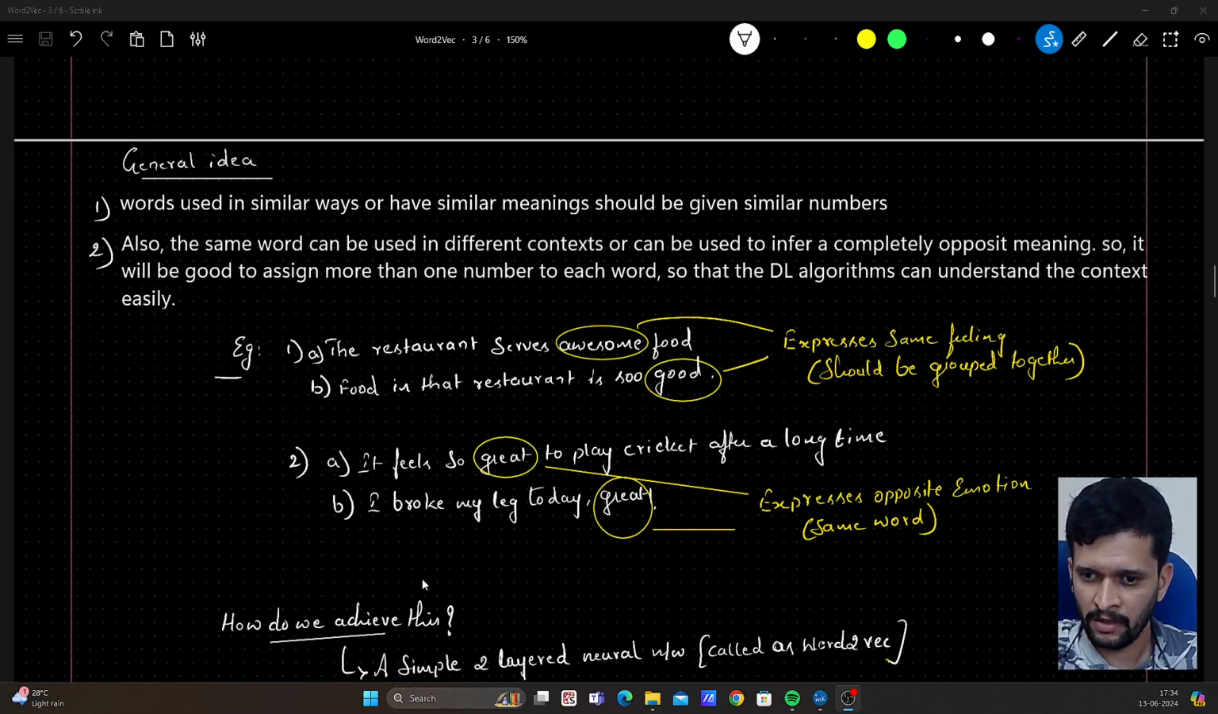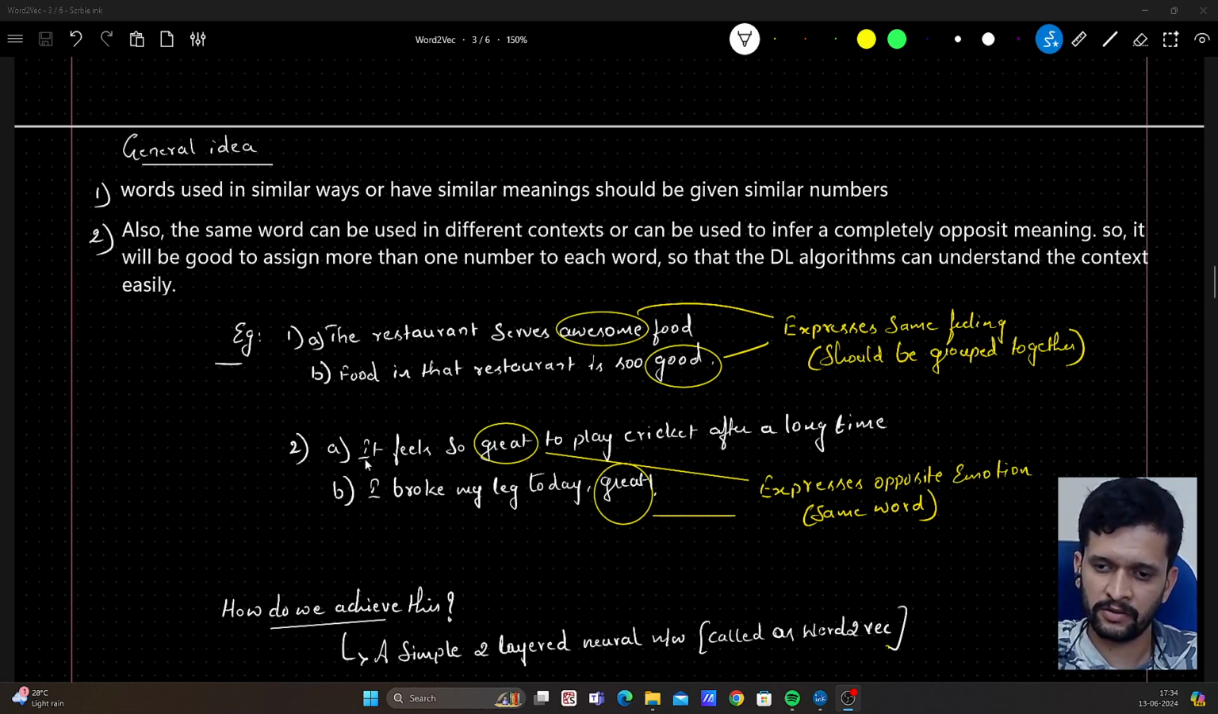For example, in these two sentences, the first one says, "It feels so great to play cricket after a long time." In this sentence, the word great expresses happiness. But the second sentence says, "I broke my leg today, great." Here the word great expresses sadness or anger, which is quite the opposite of the first sentence. So the same word is expressing two opposite emotions, and it is worth giving more than one number to the same word. That's the general idea.